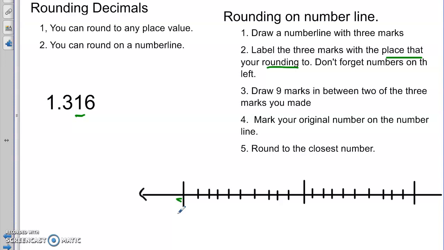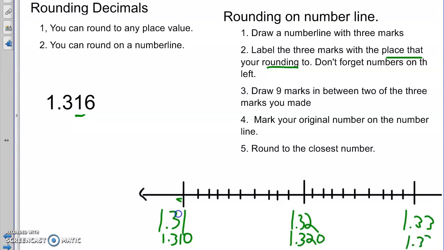All right, so what I would do here, number line, 3 marks, label the 3 marks with the place you're rounding to, right? So this is going to be 1. If you didn't get that, I'd like you to write that down on your own, correct your work, and then try the rest of these before watching the rest of this video. Next step, we can do this. We know that that's what this is going to be, right? 1 and 320 thousandths, 1 and 330 thousandths.